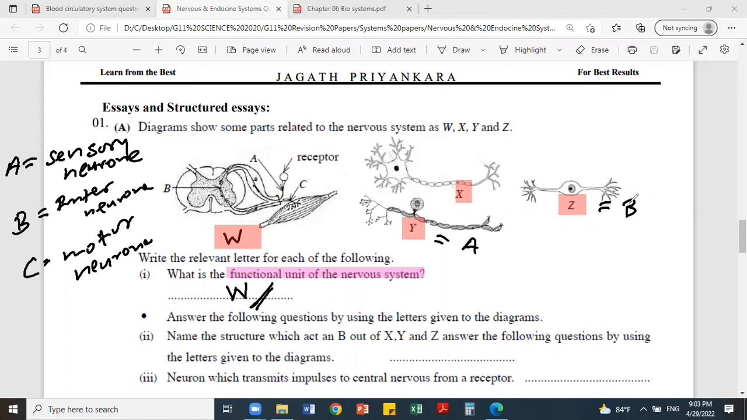Then what is the remaining one? X is the motor neuron. So Y is A, Z is B, and X is C, the motor neuron. That's all, so then you got the answer, right? Or you can write the name in front of each neuron. How do you easily identify the sensory neuron? The cell body is in the middle.